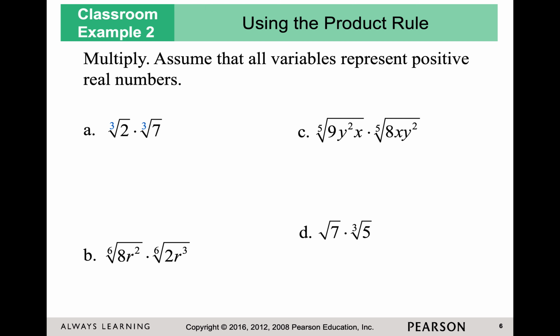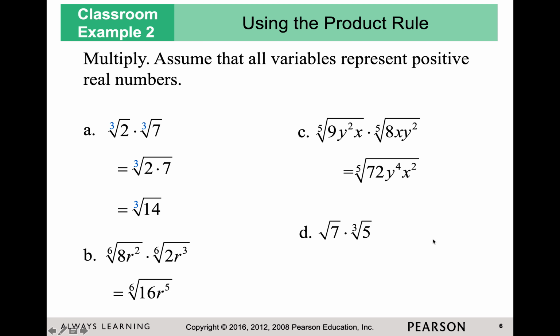Now in this one, part A, I have two cube roots. Write them under one radical. Complete the multiplication because these are both numbers. The cube root of 14 is not a whole number, so you leave it alone. In part C, it's the fifth root. They're both the fifth root. Write them under one radical.